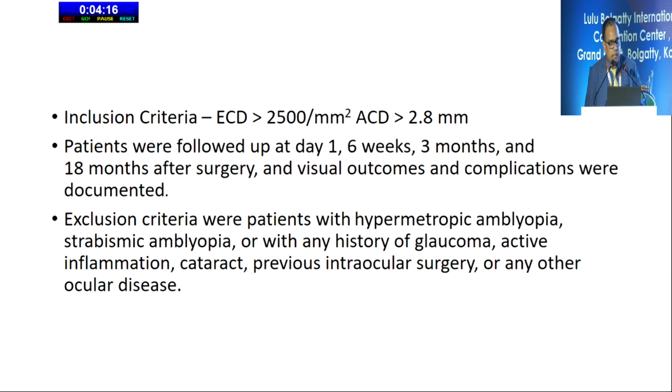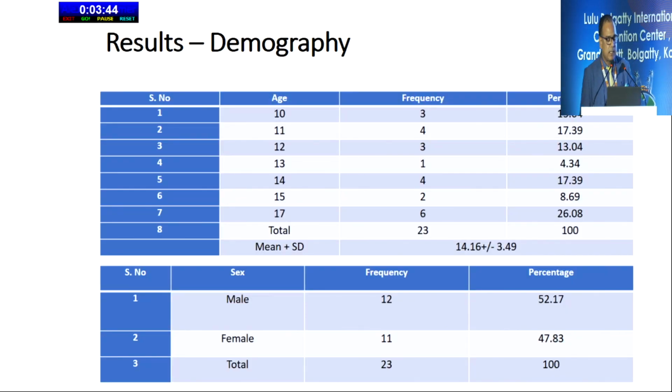Inclusion criteria: stable refraction, patients who were not improving with occlusion therapy and contact lenses, ECD of more than 2500 and ACD of more than 2.8 millimeter. Patients were followed up at day 1, 6 weeks, 3 months, and 18 months after surgery, and all the records were documented. Exclusion criteria were patients with hypermetropic amblyopia, strabismic amblyopia, or with any history of glaucoma, active inflammation, cataract, or previous intraocular surgery. These were our results.